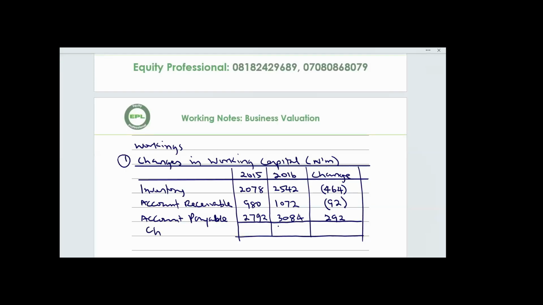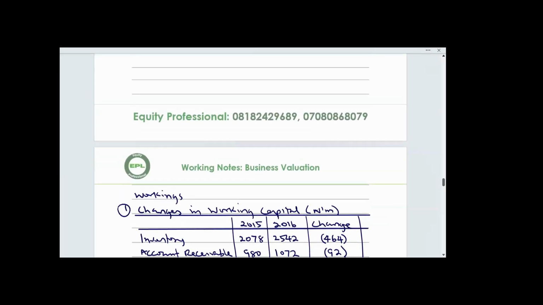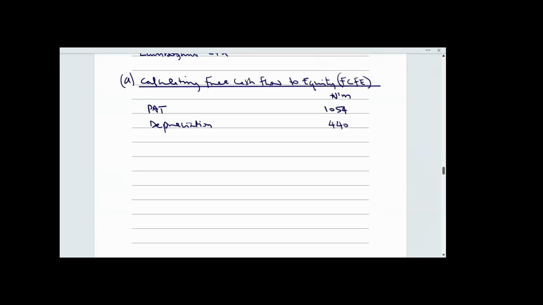264 negative. Minus 264. That's an increase in negative working capital. Our working capital has increased. Changes in working capital, so I can then go up there and indicate it. 264 negative. We have an increase in working capital.